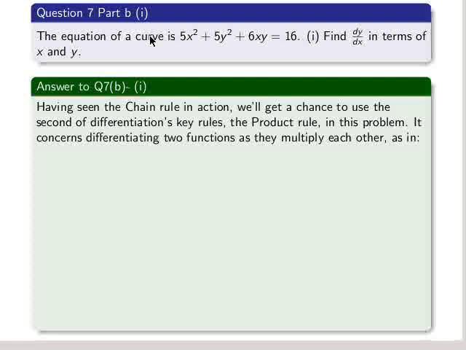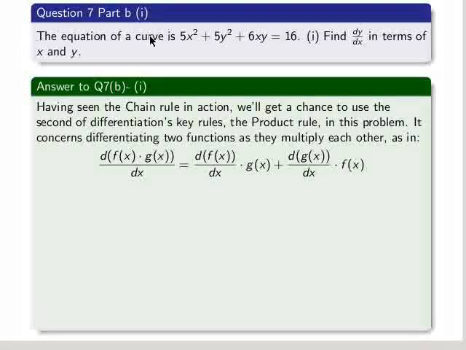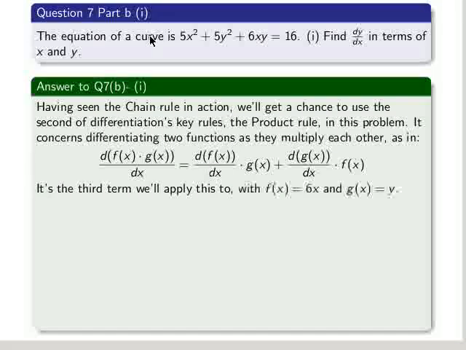It concerns differentiating two functions as they multiply each other, and there is our expression of the product rule for differentiation. So we differentiate f with respect to x first and multiply it by g of x. Then we differentiate g of x with respect to x and multiply it by f of x. It's the third term in this problem that we'll apply this to.